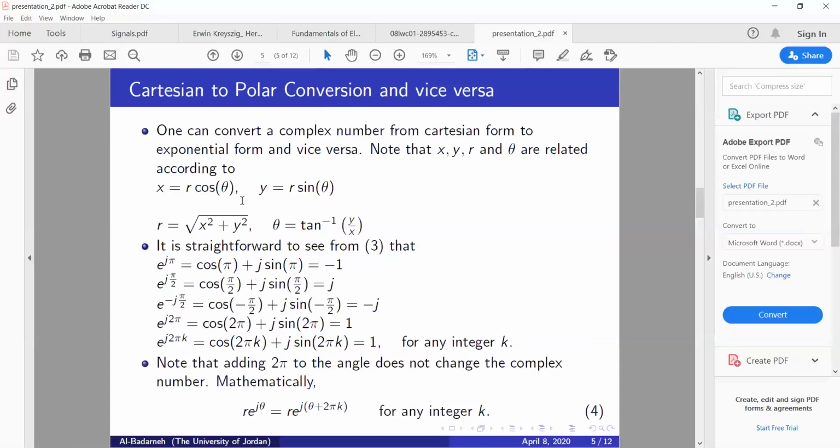And again, if we are given the Cartesian form, then it turns out from these two relations that R is equivalent to the square root of x squared plus y squared, and theta is nothing but tan inverse y over x. And in that sense, if we are given x and y, we can obtain R and theta.